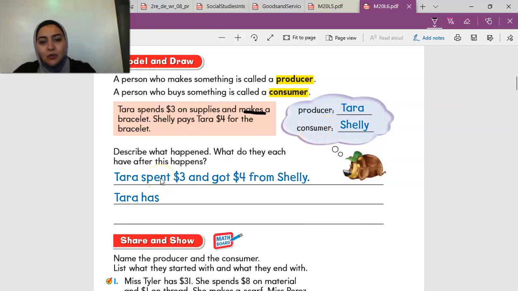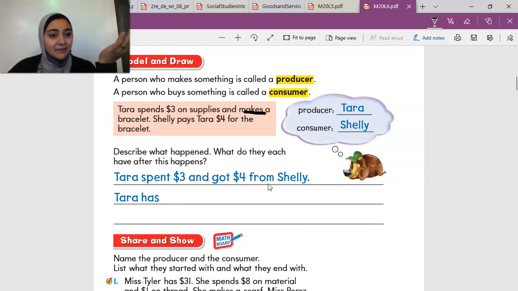Describe what happened here. What do they each have after this happens? Tara spent $3 to make a bracelet, but then she got $4 from Shelly. So how much of a profit did Tara make? Profit is also a new word. Profit is how much money you make that stays with you, how much money you've made from doing this. So it wouldn't be smart for Tara to sell the bracelet for $3 because it cost her $3 to make it. Will she make any money off of them? No, she won't.